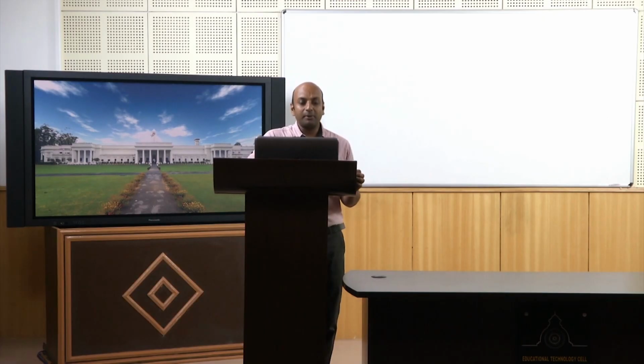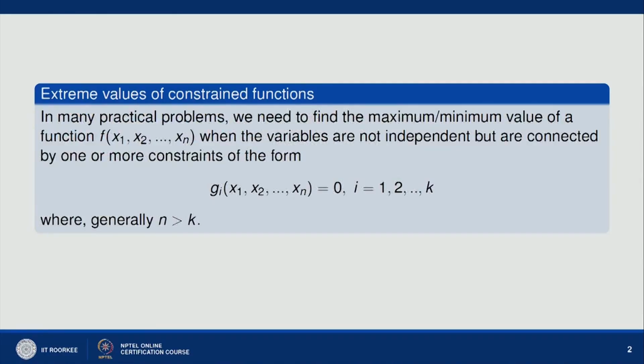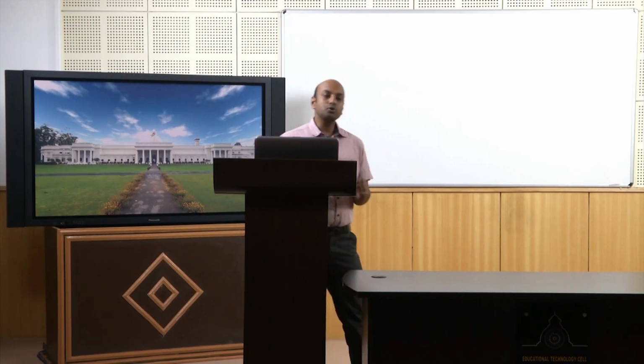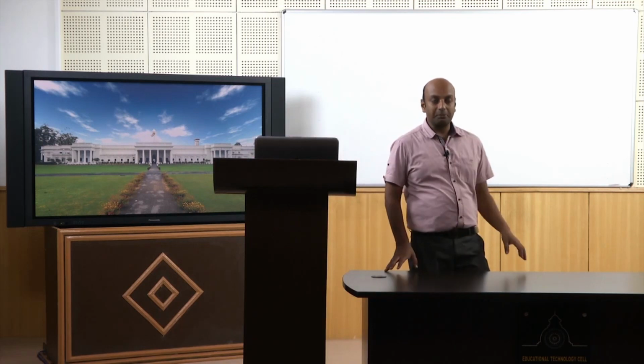In many practical problems, we need to find the maximum or minimum value of a function f(x1, x2, up to xn) when the variables are not independent, but they are connected by one or more constraints of the form gi(x1, x2, up to xn) equal to 0 for i from 1 to k, and generally n is greater than k. Now, suppose you have a constraint optimization problem.